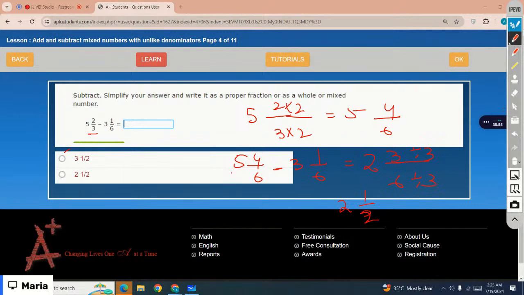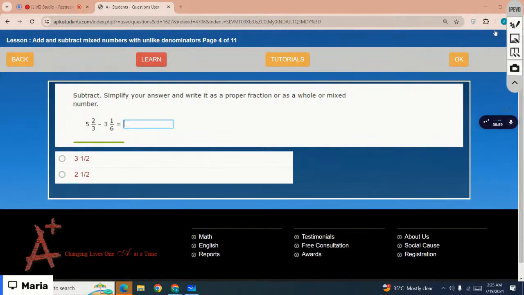The correct option is 2 whole 1 over 2. Option number 2 is the correct option. You guys are just wasting your own time and the others' also.